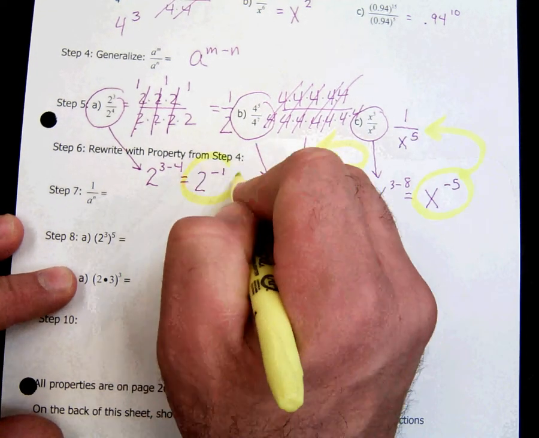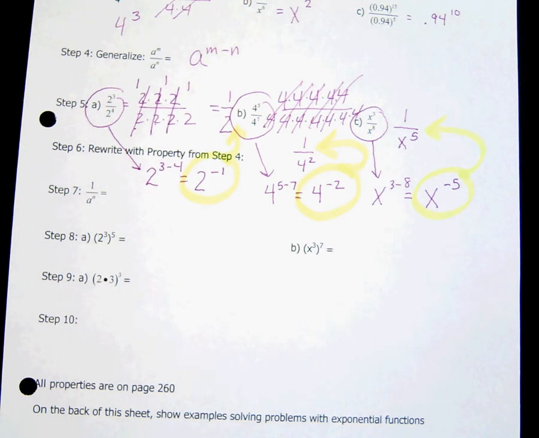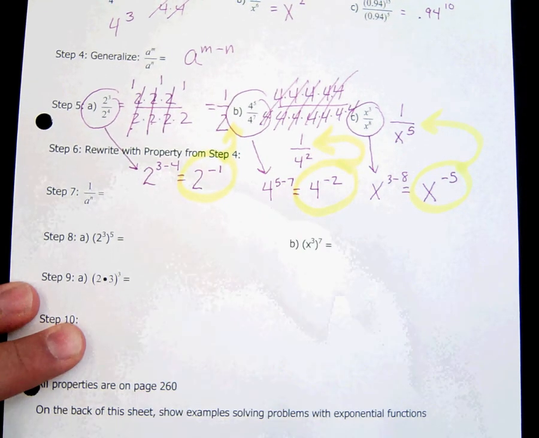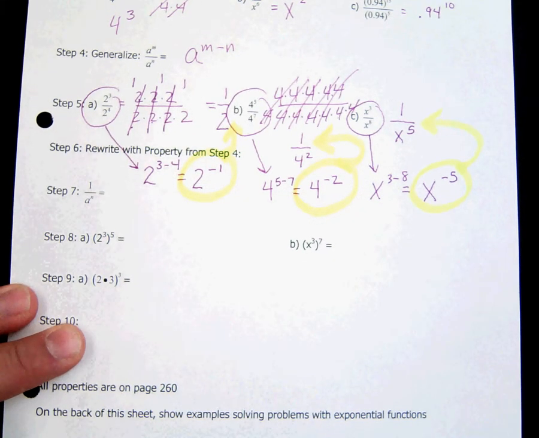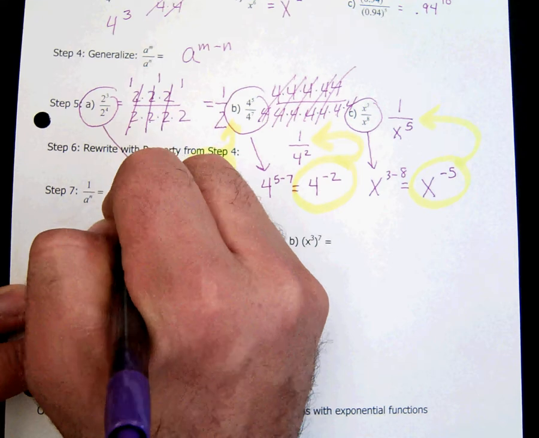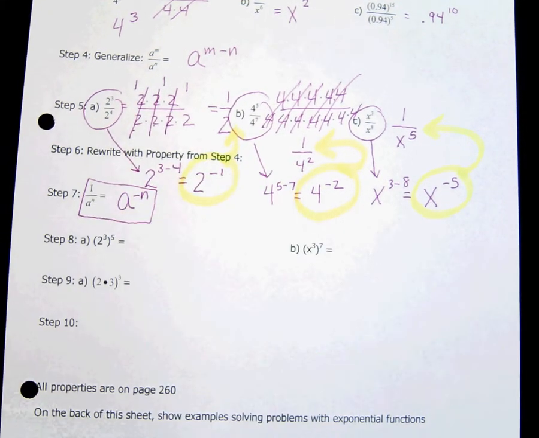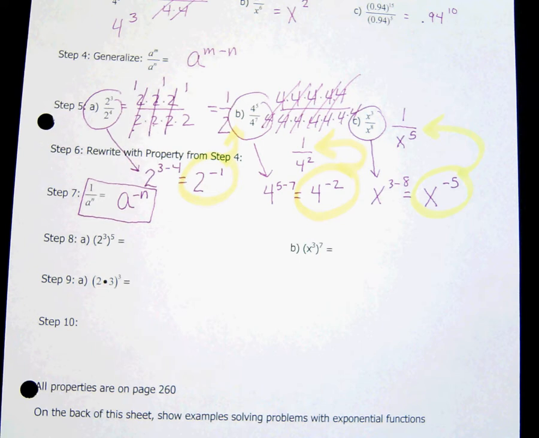2 to the negative 1 is 1 over 2. 4 to the negative 2 is 1 over 4 squared. X to the negative 5 is 1 over x to the 5. So how would you write 1 over a to the n? We talked about this yesterday. A to the negative n. That's a property that exists. Any base with a negative exponent can be flipped into its reciprocal. Was there a question, or did I clear it up?